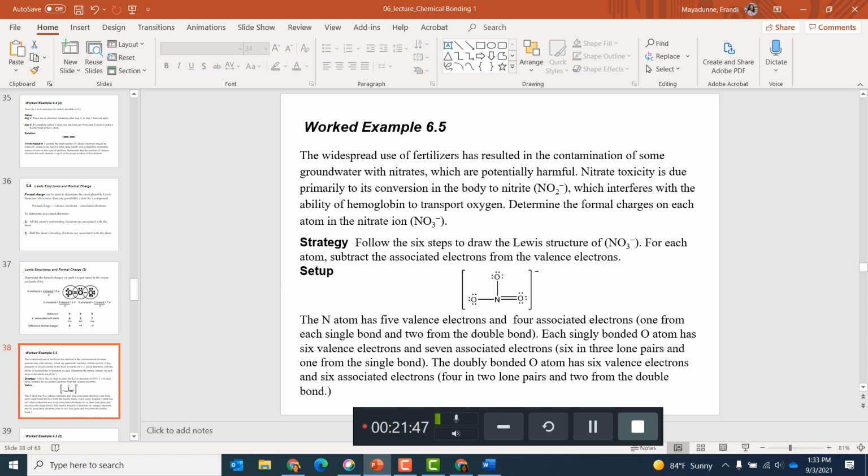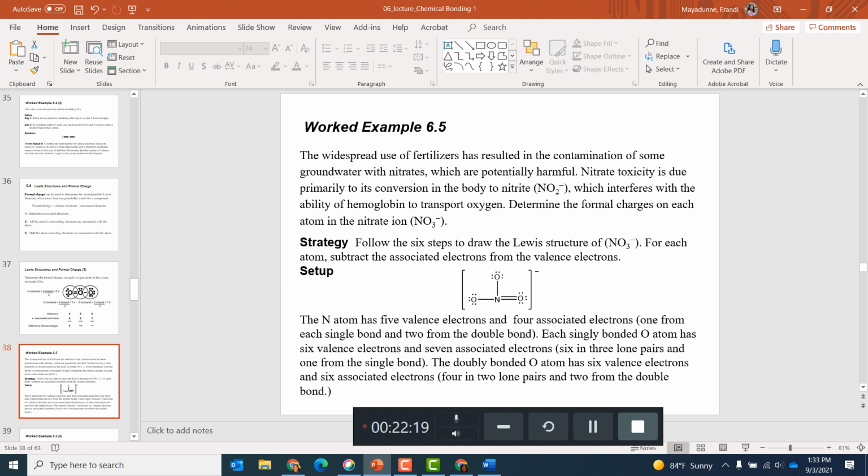And then there's a question. The widespread use of fertilizer has resulted in the contamination of some groundwater with nitrates, which are potentially harmful. Nitrate toxicity is due primarily to its conversion in the body to nitrite, which interferes with the ability of blood to carry oxygen. Determine the formal charge of each atom in the nitrate ion.